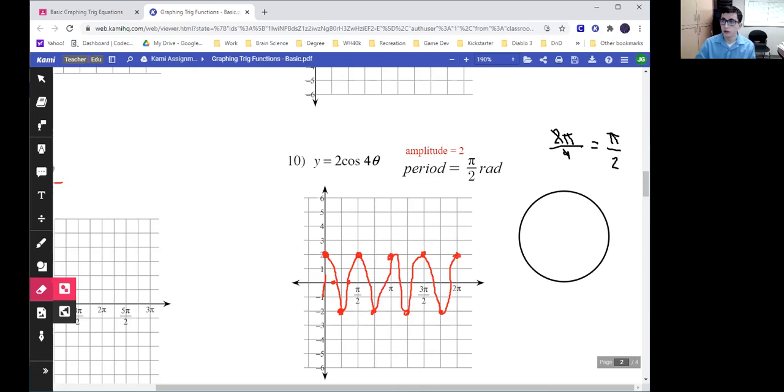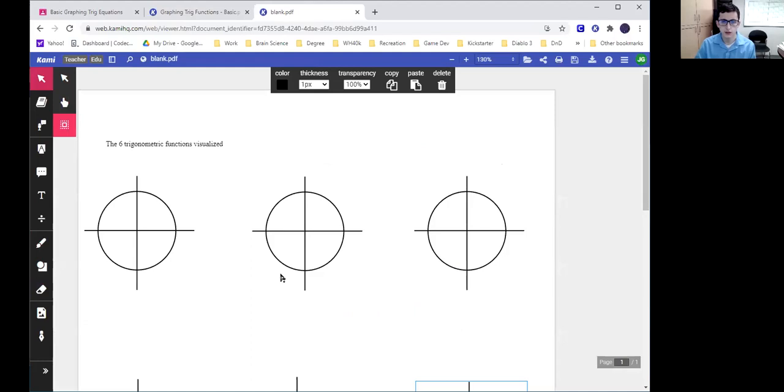So let me begin. So this was basic graphing, okay? There will be more complicated ones than this, but before we get to the more complicated ones, I want to talk to you about the 6 trigonometric functions visualized.